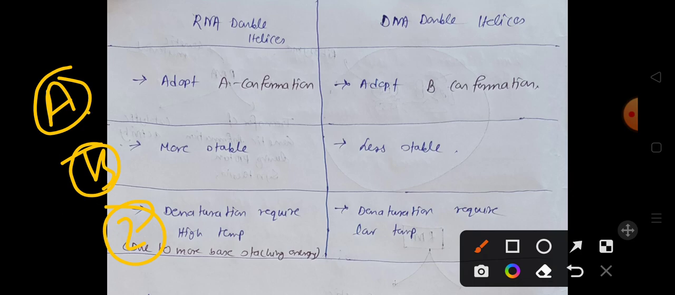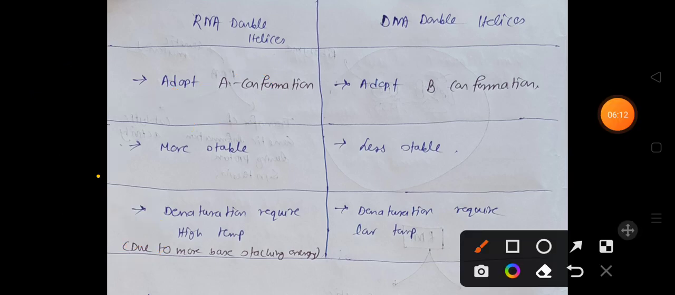There you are going to learn about the A conformation and B conformation, right? For now, just understand that the RNA double helix follows the A conformation and the DNA double helix follows the B conformation. Remember another important thing: the RNA double helix, which follows A conformation, is more stable than the DNA double helix. The RNA double helix requires a high temperature for its denaturation, but the DNA double helix requires a low temperature as compared to the temperature required for the RNA double helix.